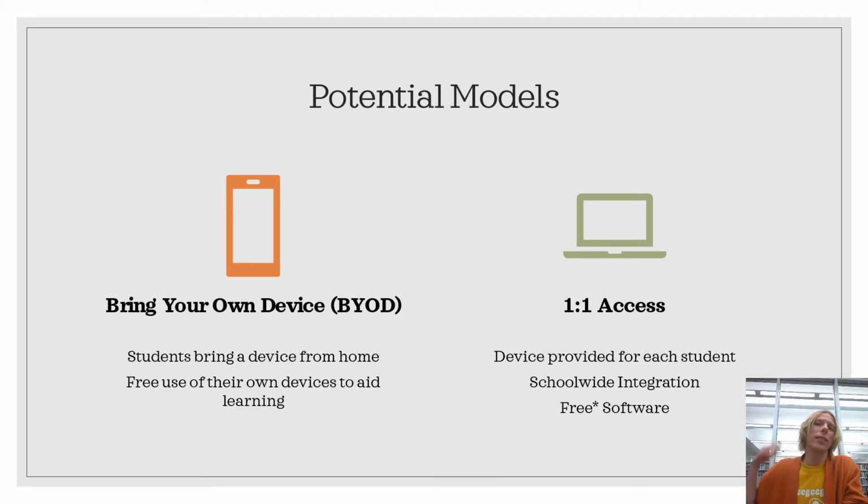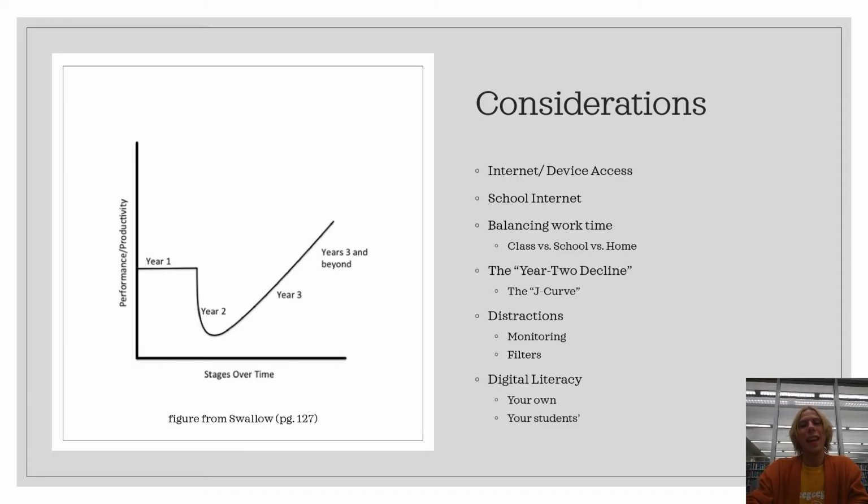And one-to-one access is kind of this paragon. I don't know if paragon is the right word, but it's this sort of like higher echelon of technology integration. Like, this is what you want. Like, even if students don't have access at home, the school can give it to them, right? Obviously, different districts are going to have different access to this. And this is a big consideration with internet and device access.